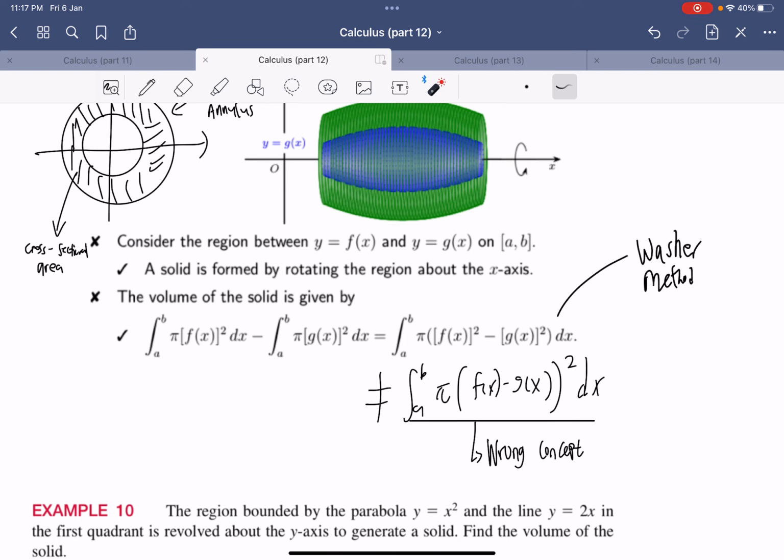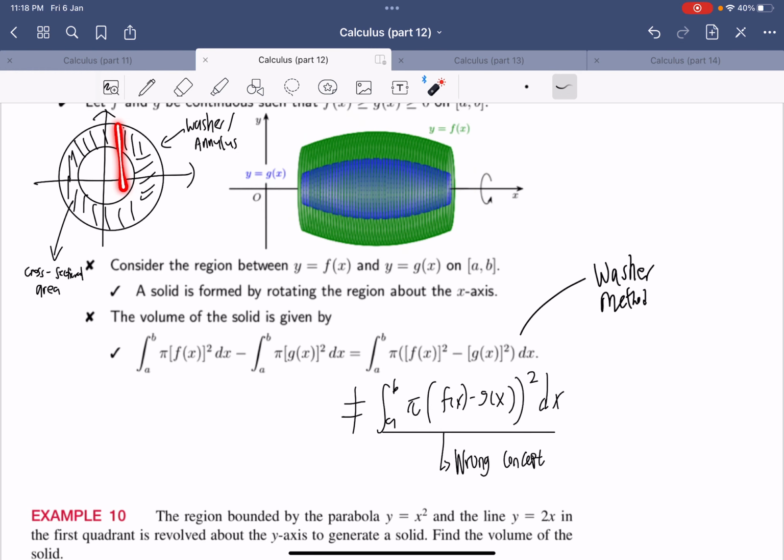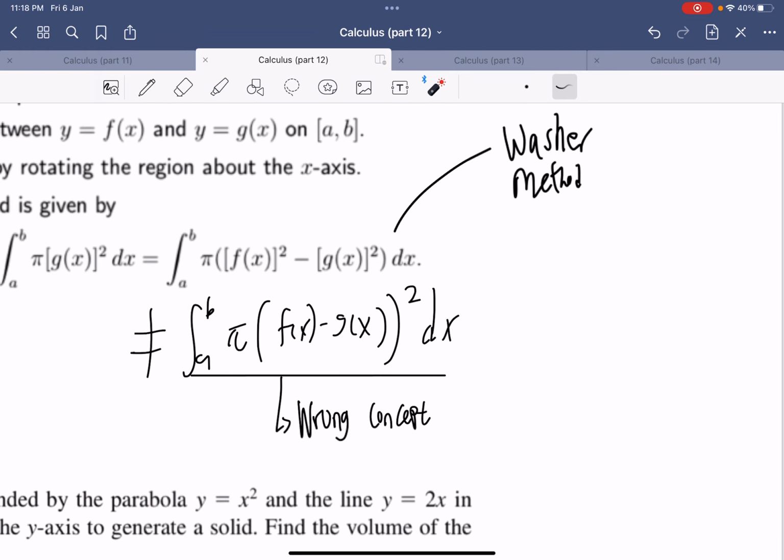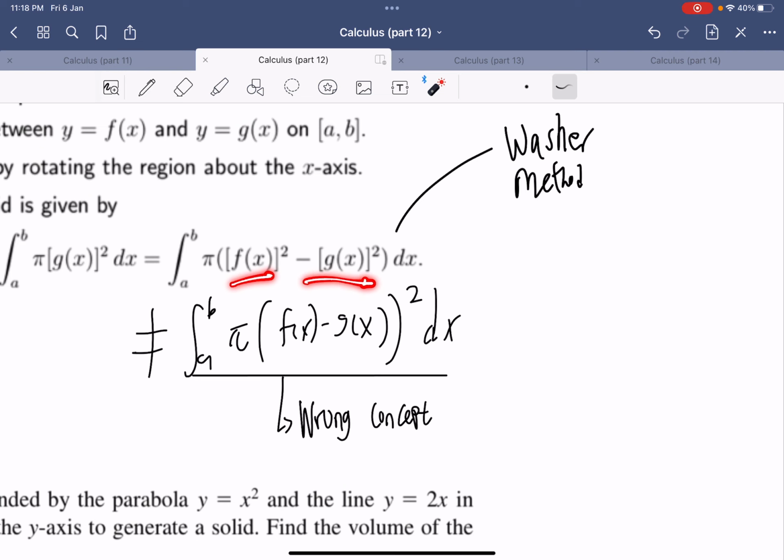And we see that when we simplify, it's pi times f(x) squared minus g(x) squared. And the most common mistake is that everyone thinks it's f(x) minus g(x), squared. Like you take one length minus away and then it's squared. But the area formula doesn't work like that, and f(x) squared minus g(x) squared is not the same as f(x) minus g(x) whole thing squared.